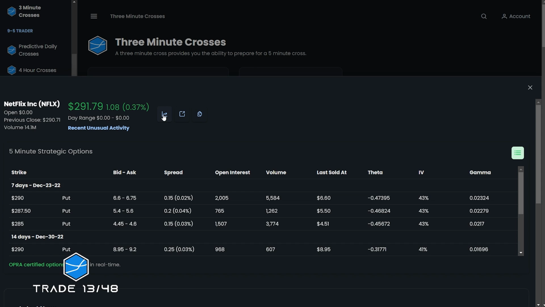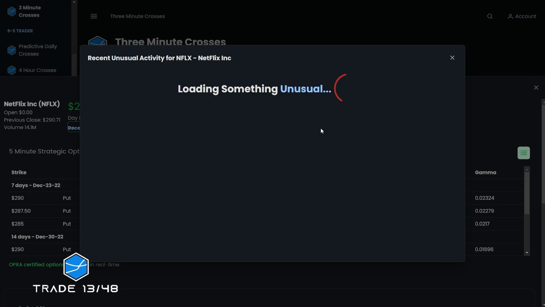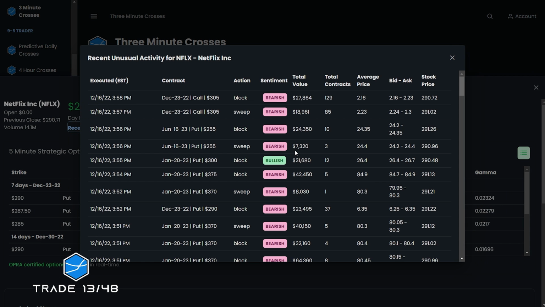All right. We also have options here. You can open the chart. You can go to TradingView, or you can go and download our proprietary custom chart right from here. What's more, you can click and get unusual options. Know what the market sentiment is.